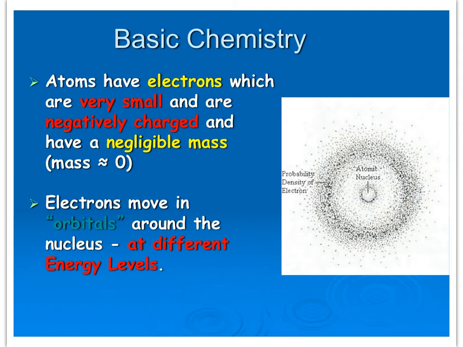Electrons are very, very small, negatively charged, and they're so small that they basically have no mass. It's negligible compared to the rest of the atom, so we just consider it to be 0. And they move, as I said, in orbitals at different energy levels. So the farther away from the nucleus, the higher the energy level. To sort of simplify this, sometimes we will use rings to indicate the electron energy levels, even though that's not really showing what they look like.